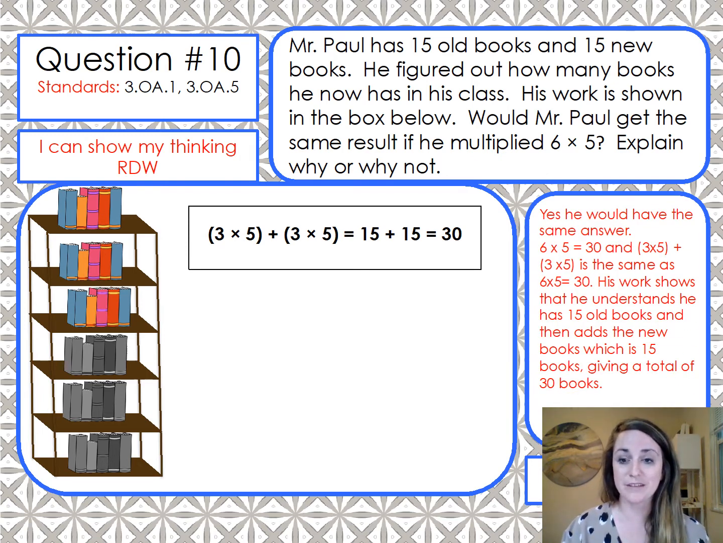6 times 5 is 30, and 3 times 5 plus 3 times 5 is the same as 6 times 5, which equals 30. His work shows that he understands he has 15 old books and then adds the new books, which is 15 books, giving a total of 30 books.